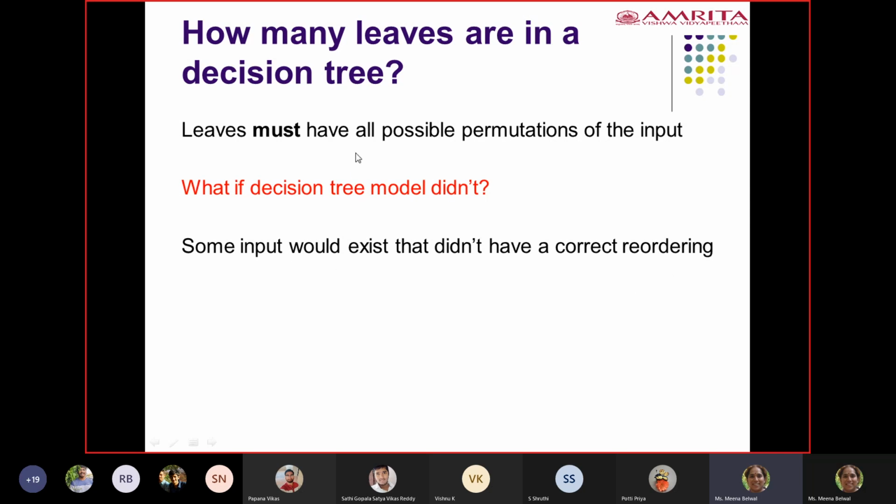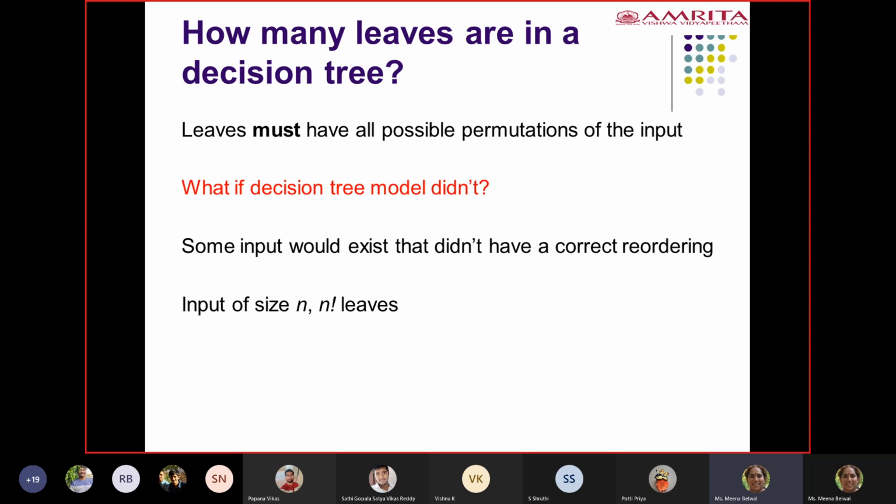So we are saying that in a decision tree model, there may be some inputs existing, but they will not have a correct reordering. This is a case where we are not exactly dealing with numbers. But in the example where we are dealing with numbers, that will not happen. So input of size n is going to have factorial of n leaves. That's what we saw. So basically we are going to cover all the combinations, right?